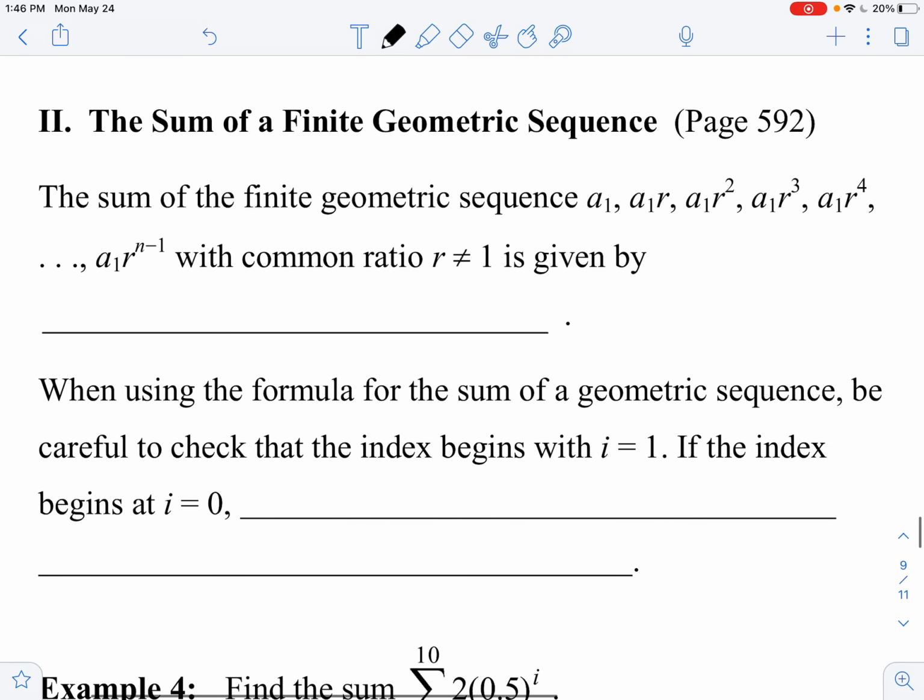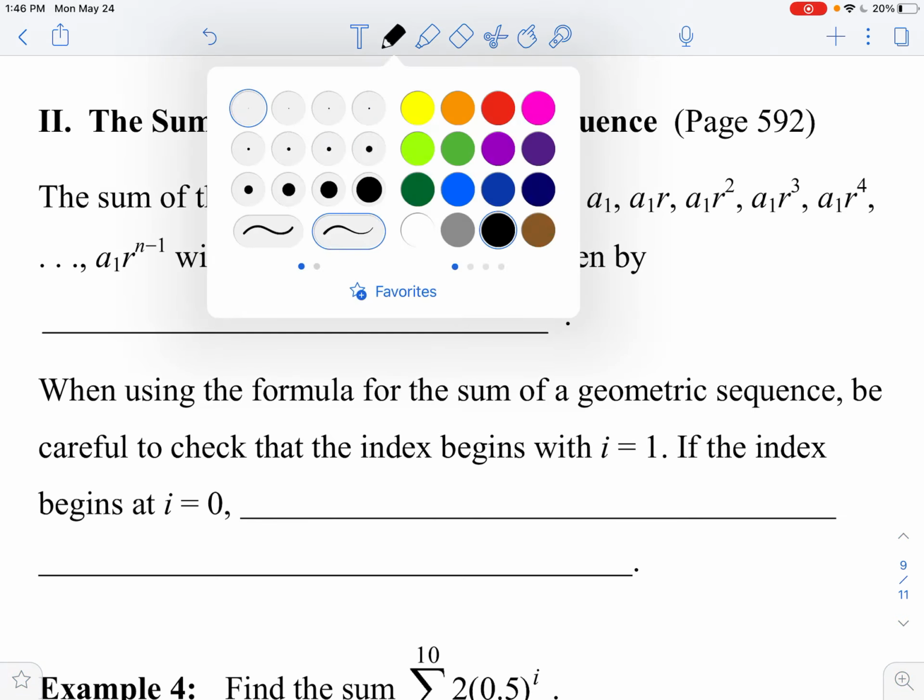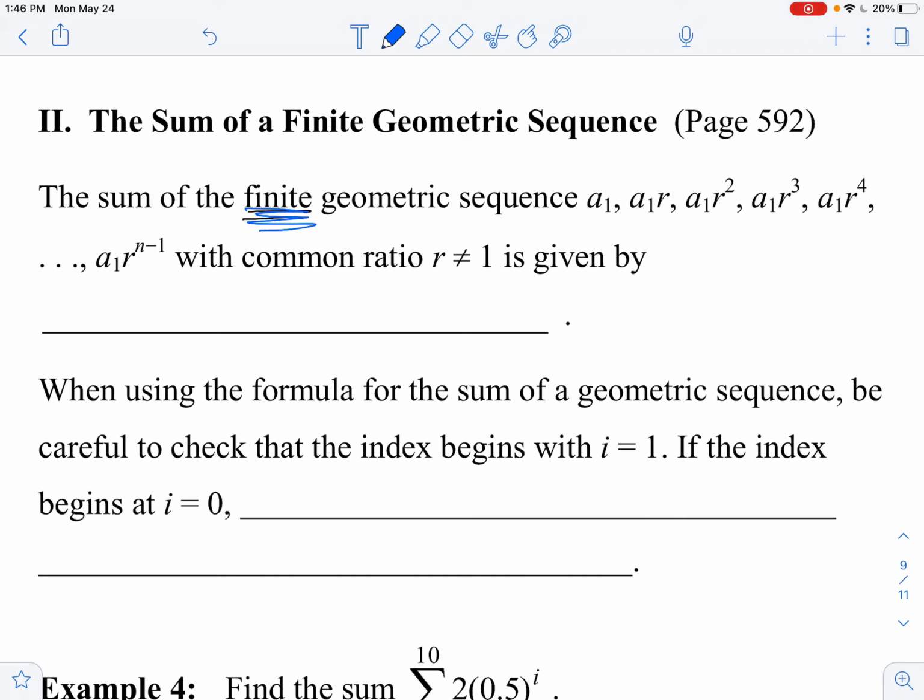All right, let's do our last page of notes here. So the sum of a finite, remember finite is ending, geometric sequence. Remember the geometric sequence, we say this is the first term, the second term is the first term times r, the next term is the first term times r again, and so on. When we say that the sum of all of these, the sum of the nth term, is the first term times 1 minus r to the nth power all over 1 minus r.